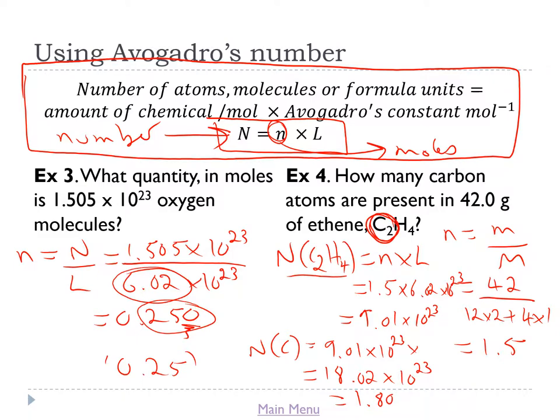1.80 times 10 to the 24. So what we had to do here, just to recap, was we had to work out the number of moles of ethene first, then the number of molecules of ethene, and then double that to get the number of atoms of carbon in that many molecules of ethene.